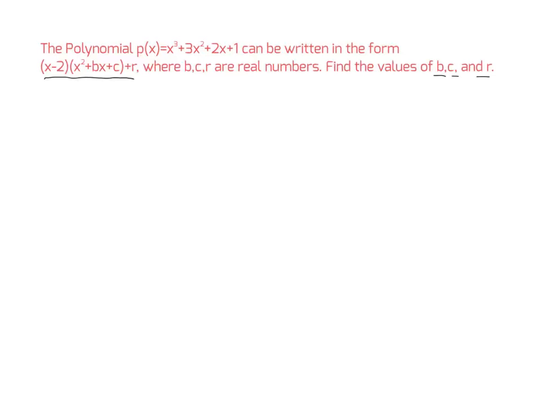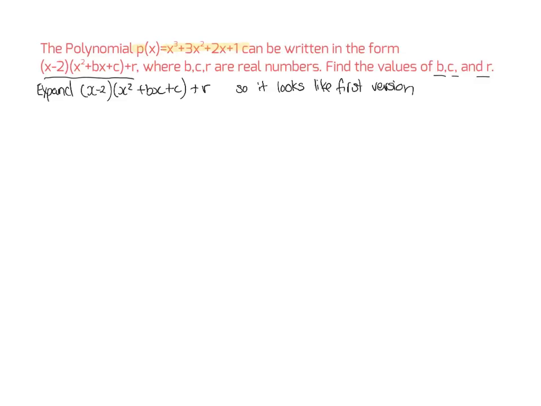So what we're going to do is expand the bracketed version. So this x minus 2 times x squared plus bx plus c, plus r, we're going to expand it so it looks like the first version they gave us. So when I mean that, I mean this version up here, that's what we're going to expand it to look like. So let's go about expanding.